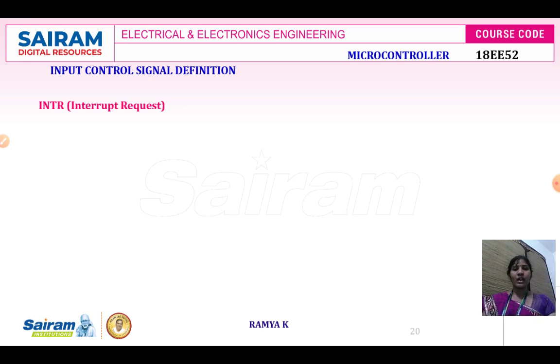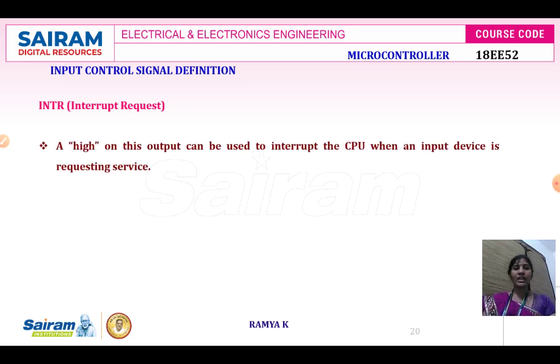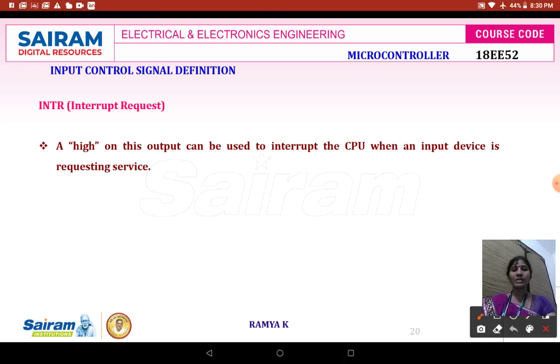Next is your INTR, interrupt request. Interrupt request is the one where the CPU is requested by the input device high on this input. If this particular pin is equal to 1, then it is used to interrupt the CPU. We are requesting one more data transfer, stating that one data is ready, so kindly accept the data. So it is requesting the CPU whenever your input device is ready. This is the meaning for this interrupt request.